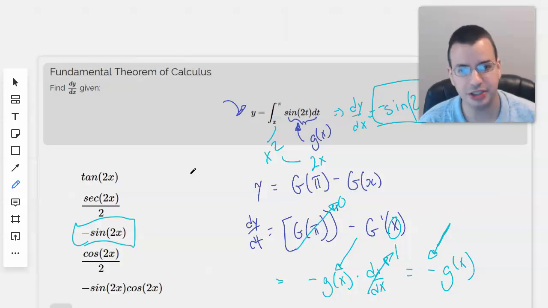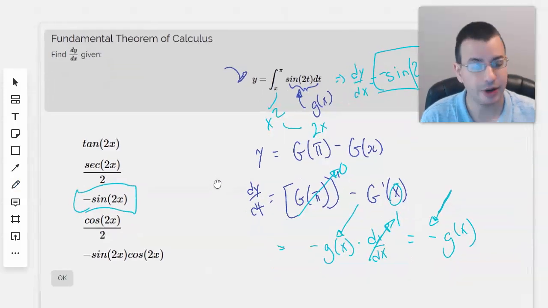So this is the general process whenever I come across a fundamental theorem of calculus question.